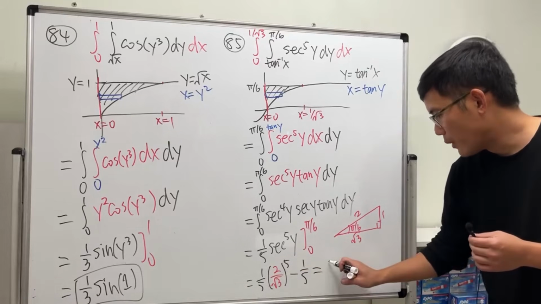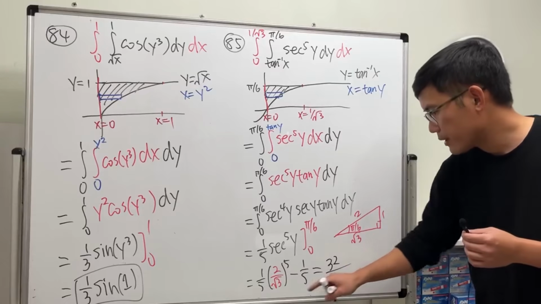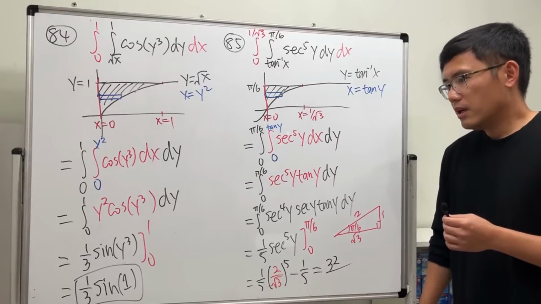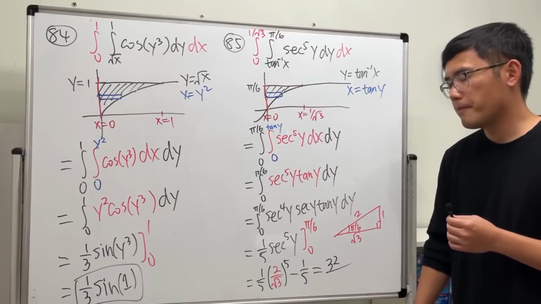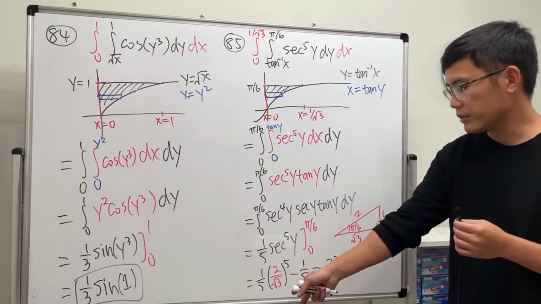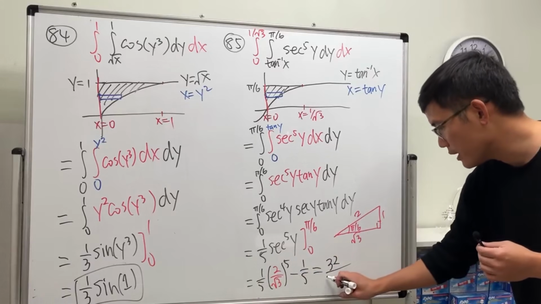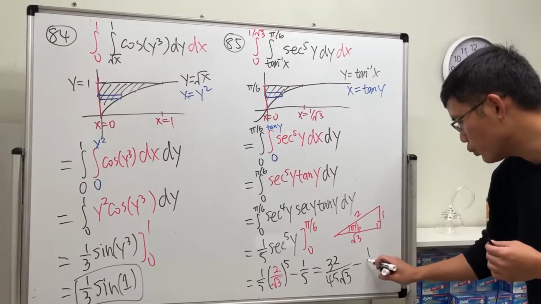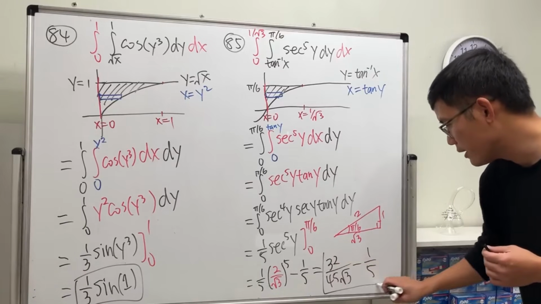2 to the 5th power is 32. Square root of 3 to the 5th power is 3 times 3 is 9, because 2 of the 3 come out. So 9 times 5 is 45, and then 1 more square root of 3. And then lastly, minus 1 over 5.